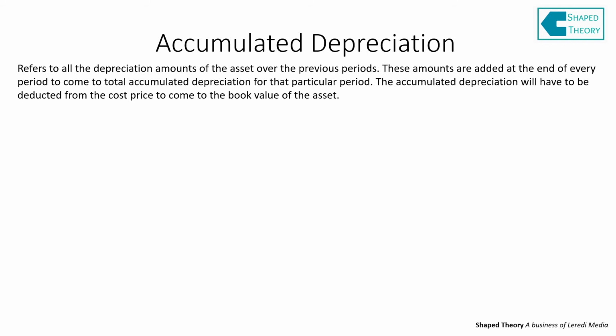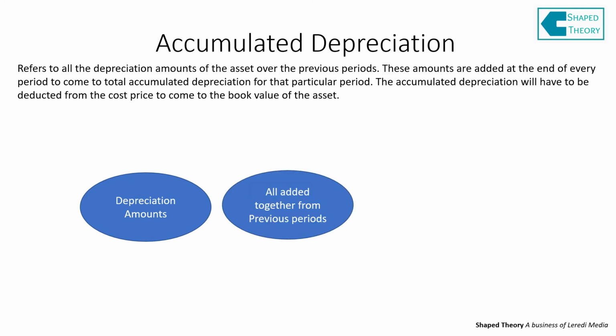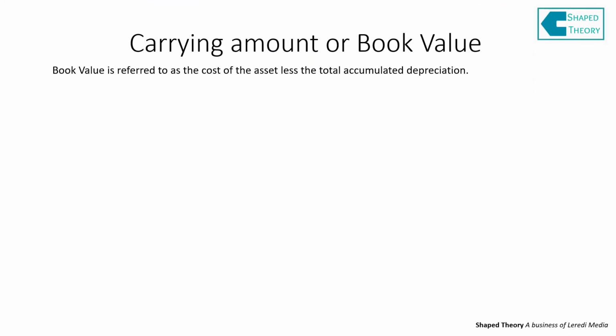Therefore, the accumulated depreciation amount is calculated by adding all the depreciation amounts, and these need to be all amounts from all the previous periods to the current period. This will therefore give you the accumulated depreciation as seen on this slide. Now remember, the carrying amount or book value of the asset is its cost price less the total accumulated depreciation. Let's therefore look at an example on how the carrying amount or the book value of an asset is calculated.